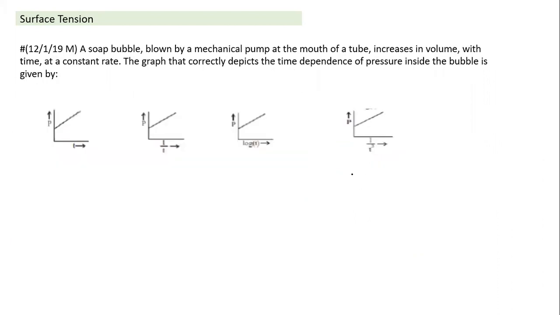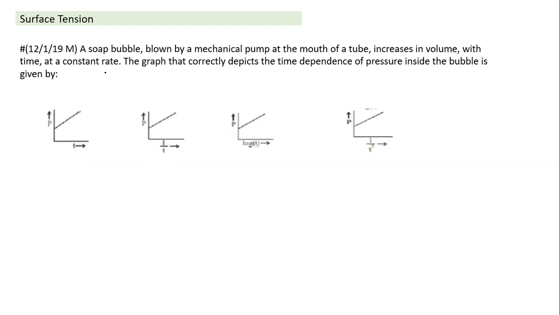Okay, some more questions which have come in Mains. A soap bubble is blown by a mechanical pump at the mouth of a tube, and it increases in volume. Soap bubble is very popular in surface tension; the soap bubble is based on the surface tension property. So what are we doing? This mechanical pump is blowing in such a way that volume increases at a constant rate.